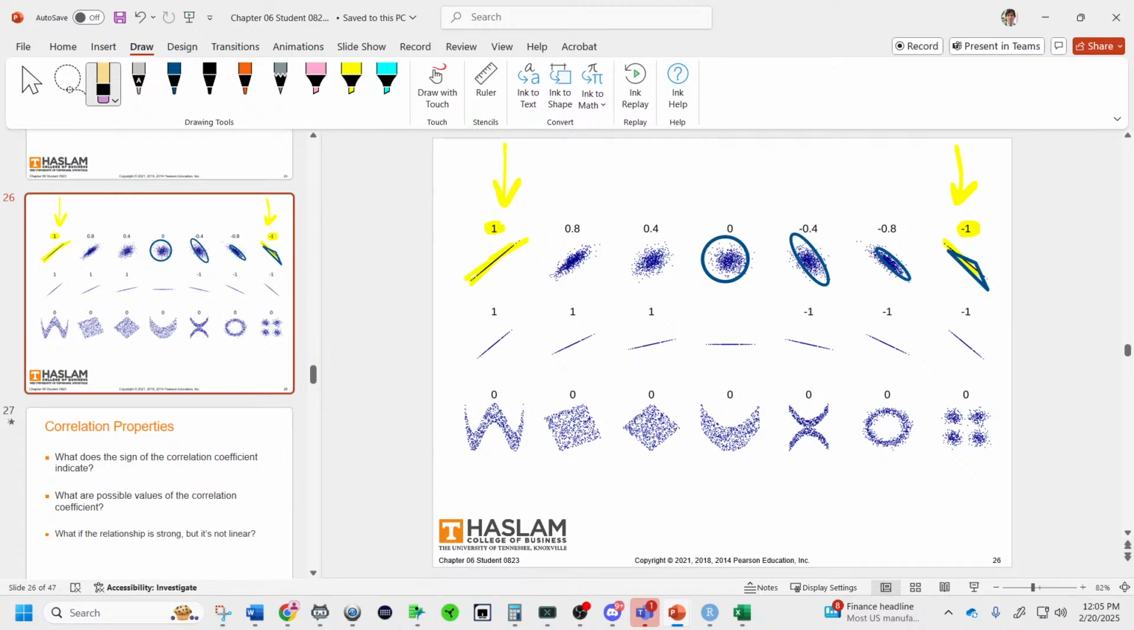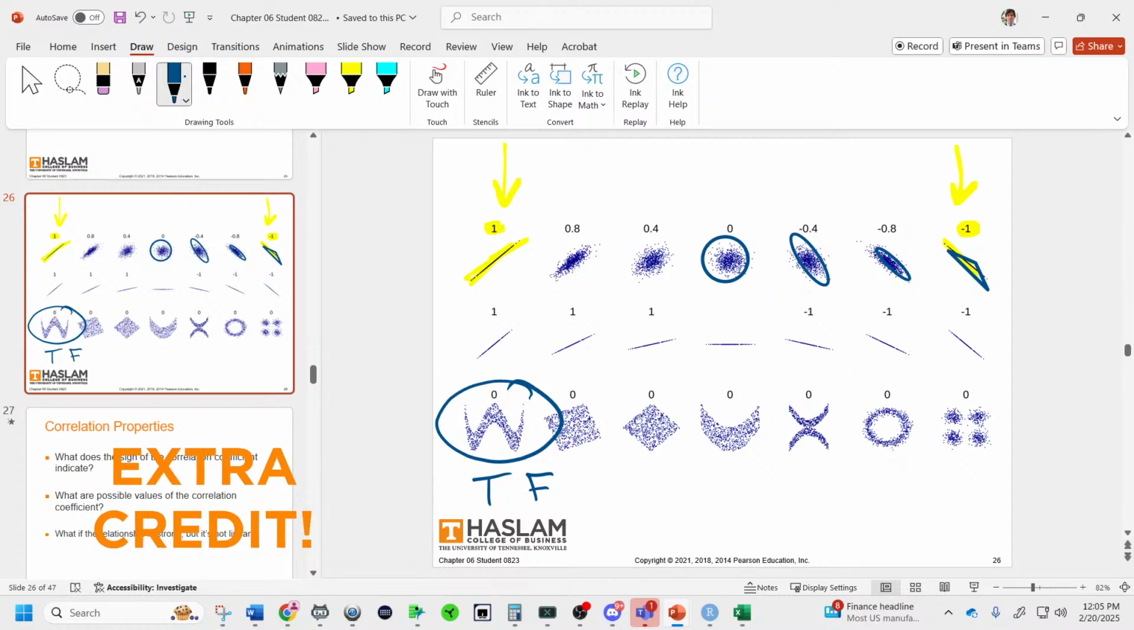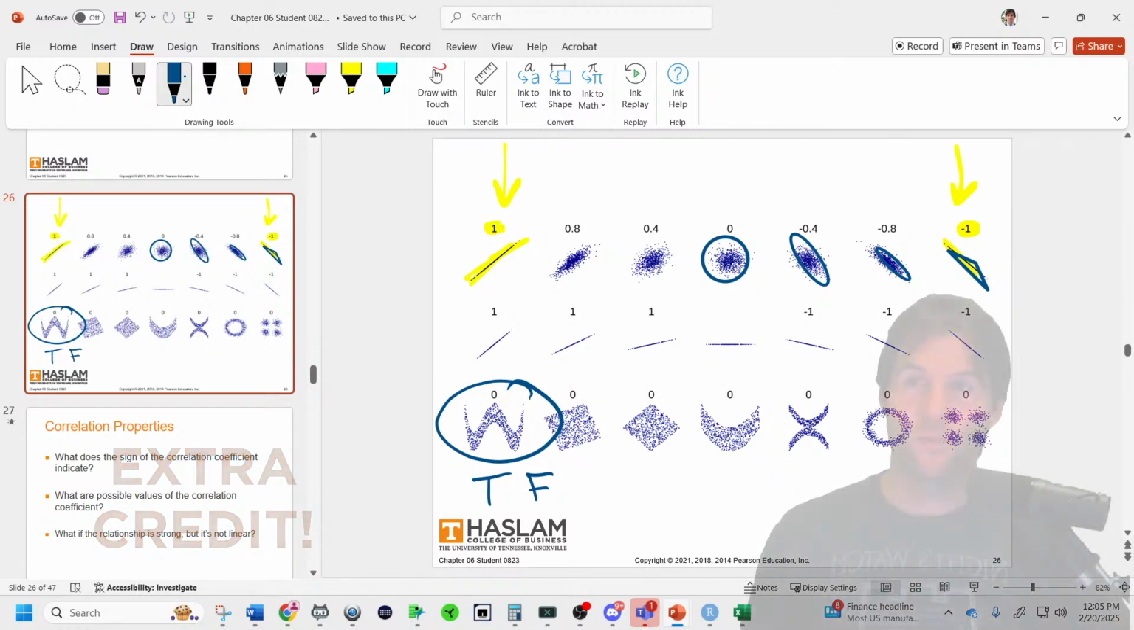True or false? A correlation of 0 means no association. Don't worry if you get it wrong. Points either way. Keely, it is false. Good answer, 1,000 points. Don't worry. It is false.